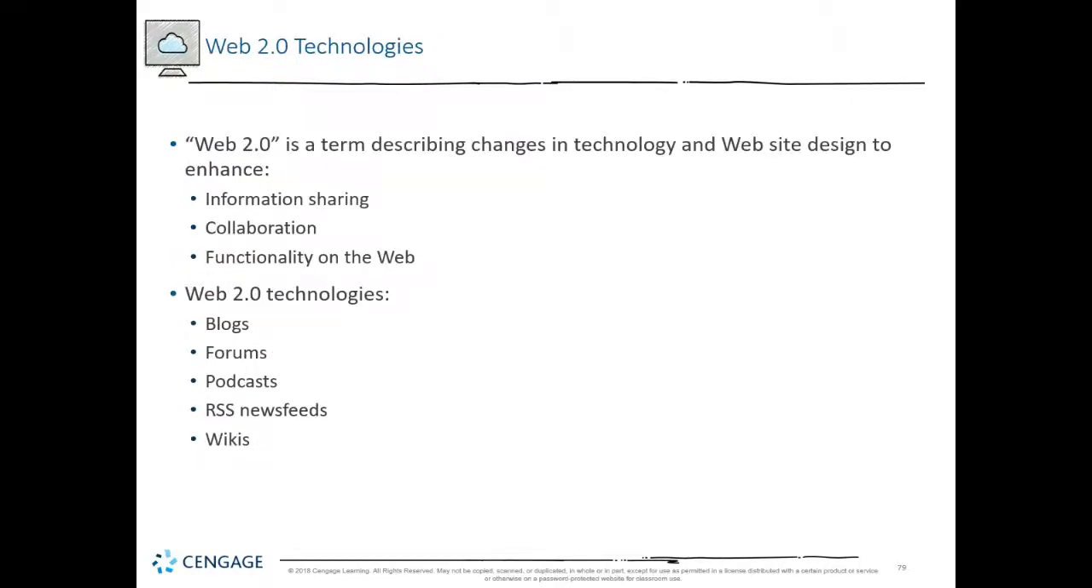Web 2.0 technologies. Web 2.0 is a term describing changes in technology and web design to enhance information sharing, collaboration, and functionality on the web. Web 2.0 technologies include blogs, forums, podcasts, RSS news feeds, and wikis.